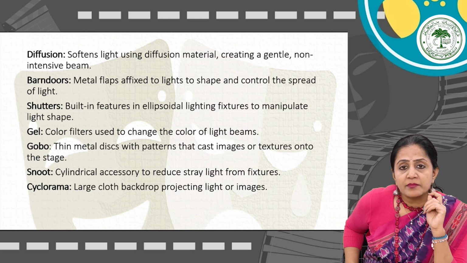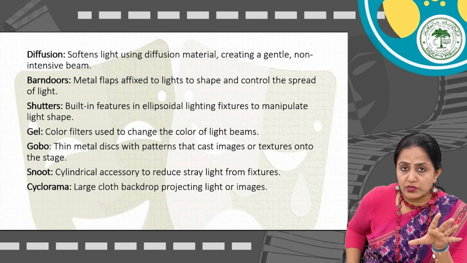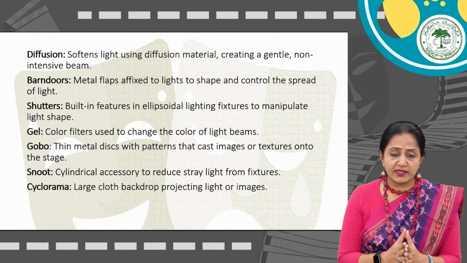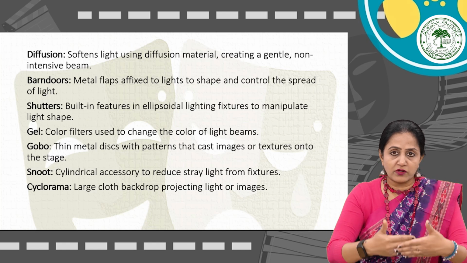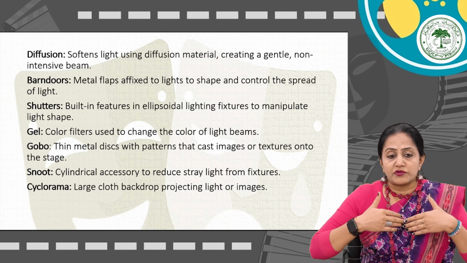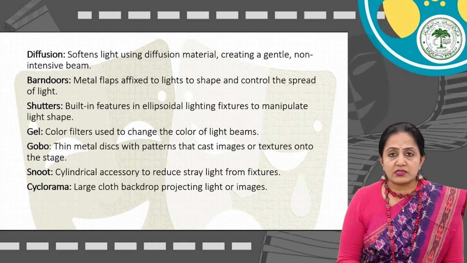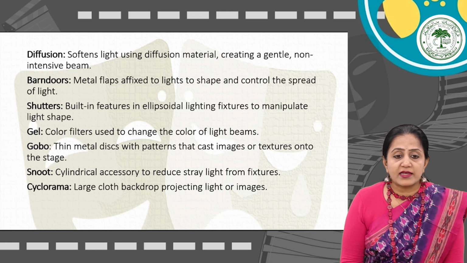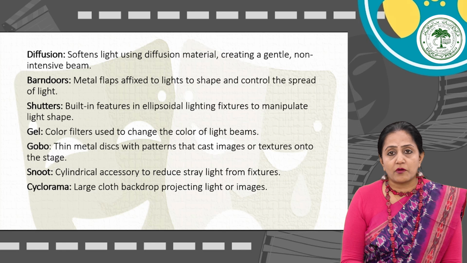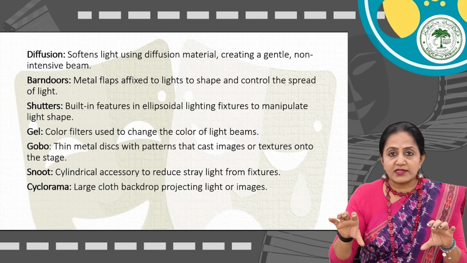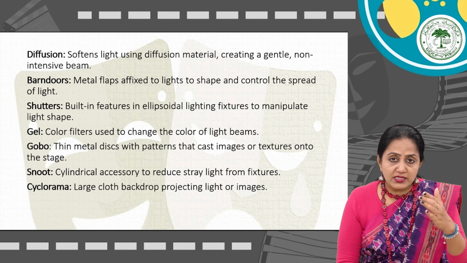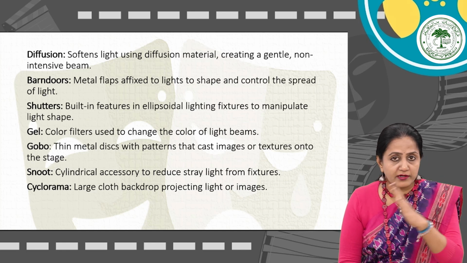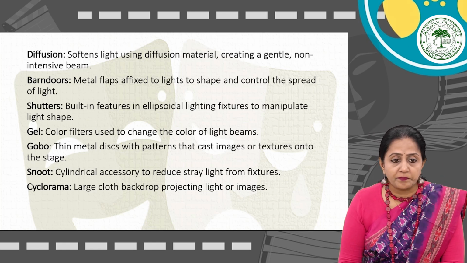Gobo is a thin metal disc with patterns that cast images or textures onto the stage. So these are thin metal sheets. When they are put in front of the light and projected, they cast images and textures on the stage. Snoot is a cylindrical accessory to reduce stray lighting from fixtures. It reduces the light coming from the fixture so that it cannot stray, it cannot go anywhere.